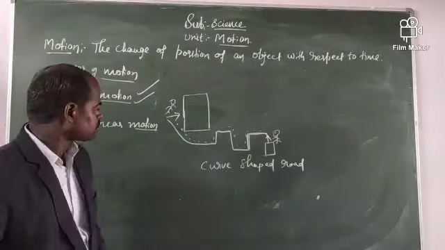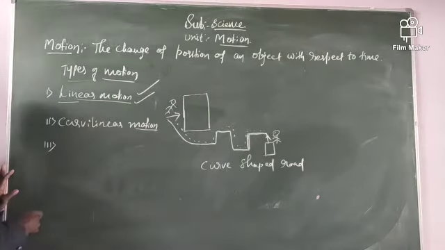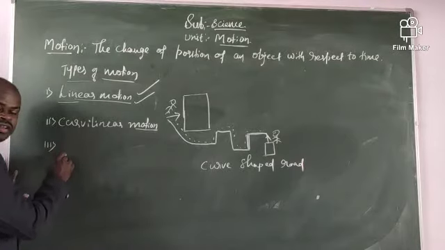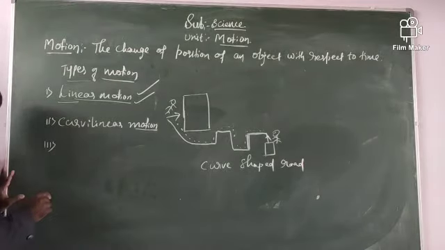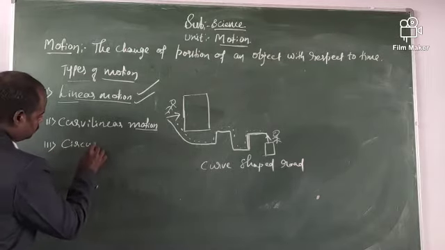Got it, children? Okay. Next, another type of motion. What is another type of motion? Yes, that is circular motion.